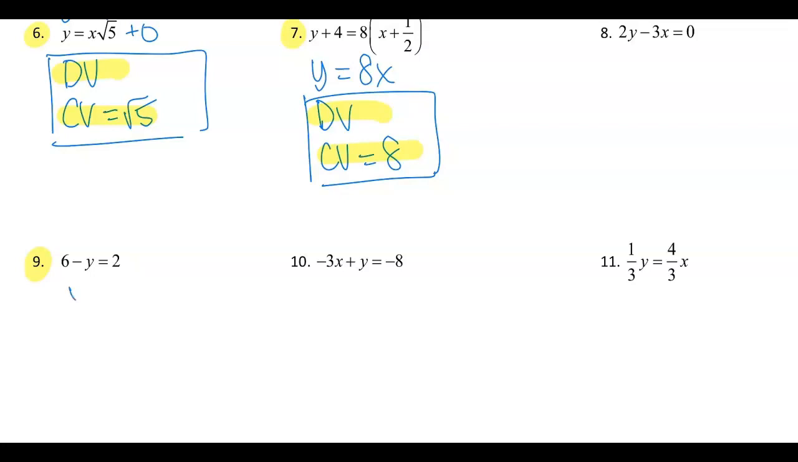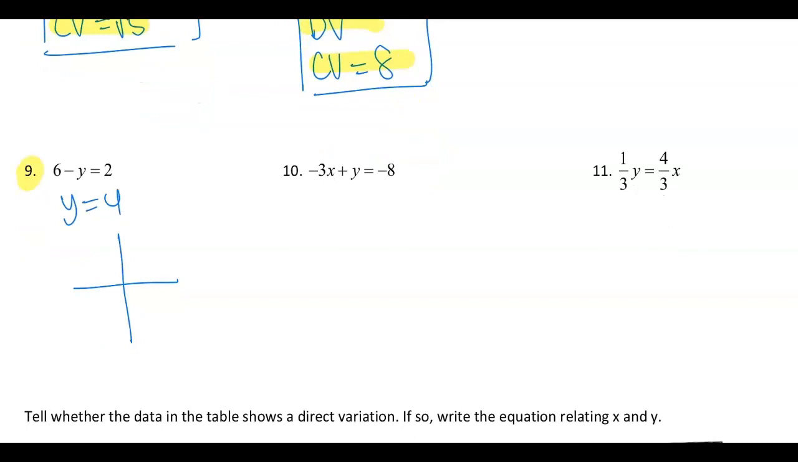All right, Tristan, for number 9, what's the equation here? Oh, y equals 4. Is that a direct variation? Okay, so if I was to graph this out, what would it look like? What is that?